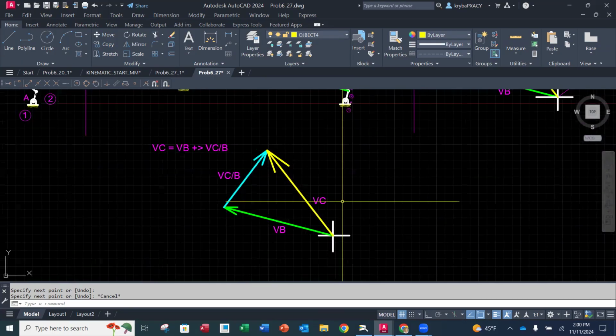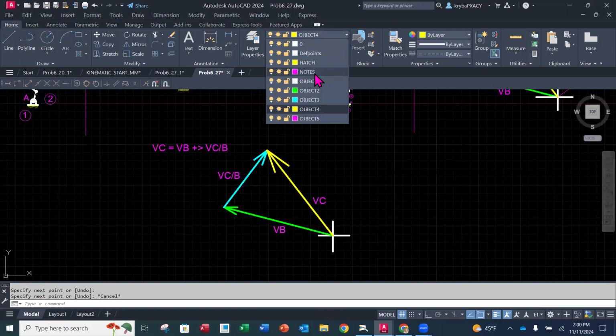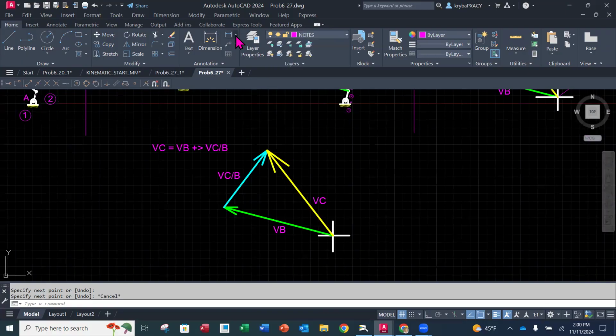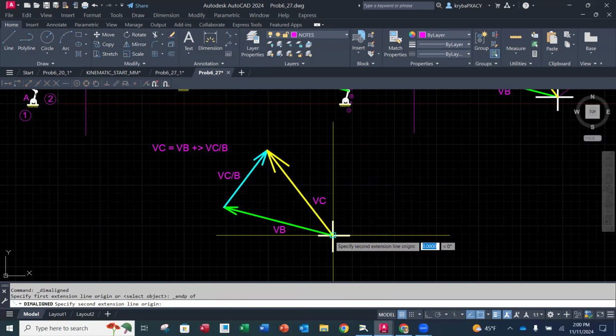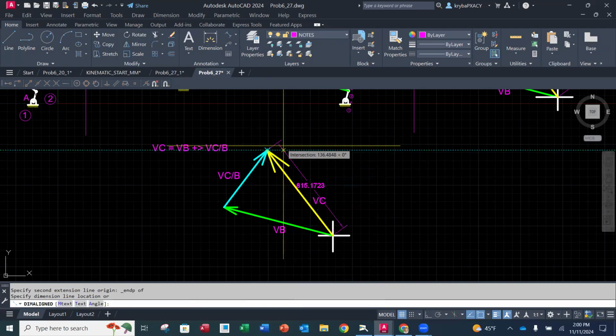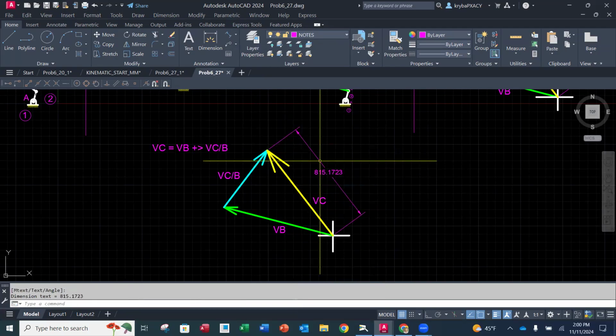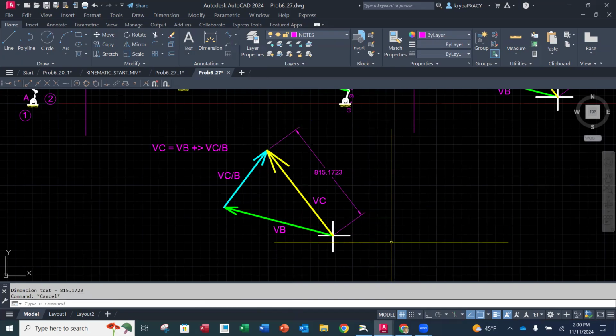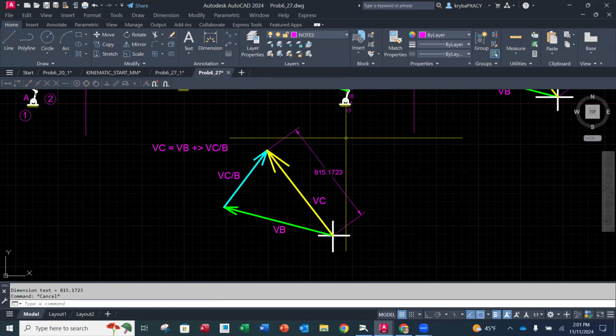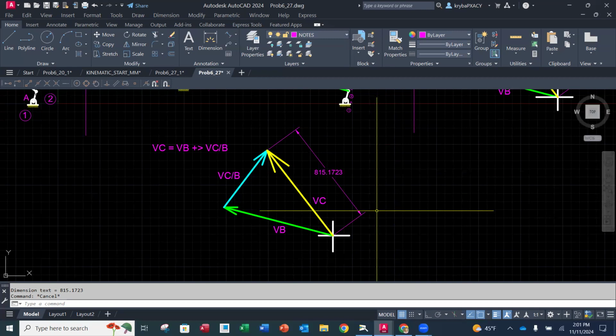All right. Now, magnitude. I'm going to change to my notes layer, and I am going to do an aligned dimension. Make sure you grab endpoints. And I got 815.1723. Now, this is a one-to-one scale for me. Remember, the length of my links were like 800, 700, that kind of thing.